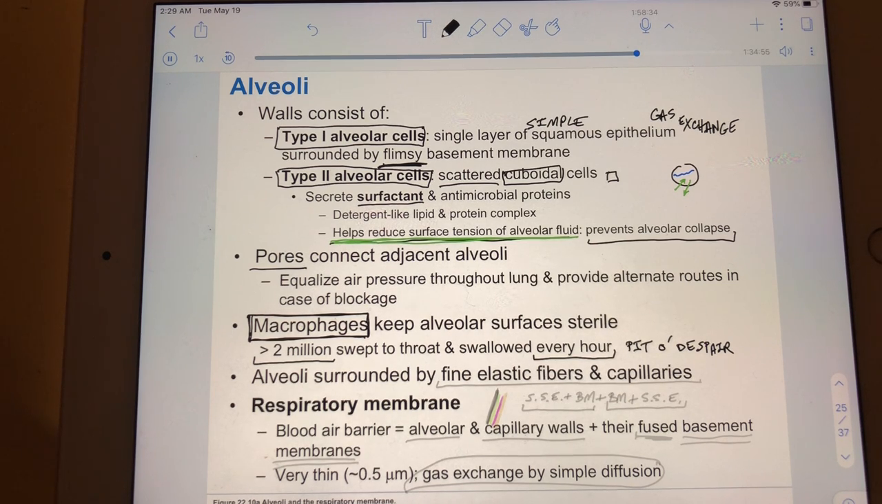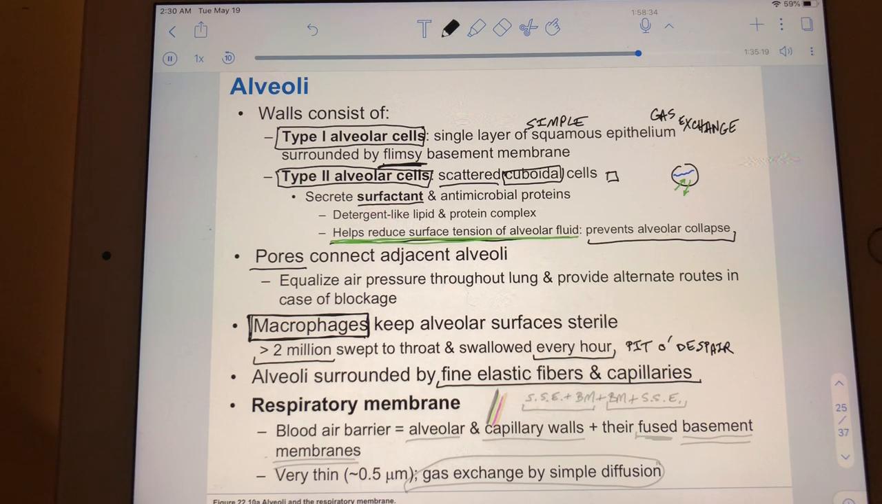The alveoli are also engulfed by really, really thin elastic fibers and, of course, capillaries to allow for that exchange, okay? Now, we do need to know all about the respiratory membrane.